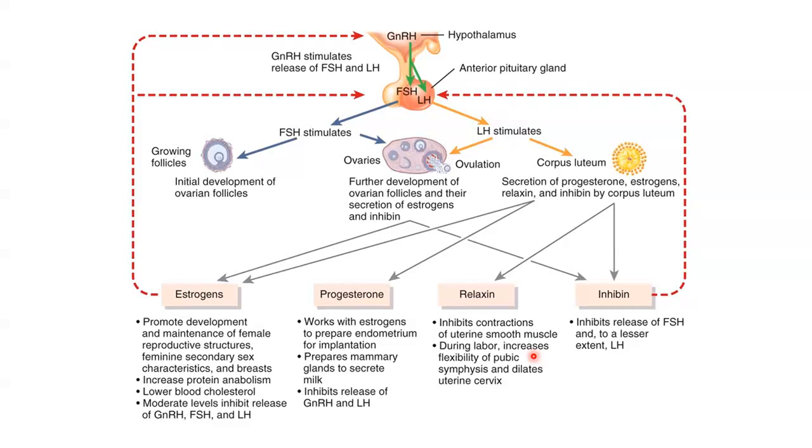During pregnancy, when we have a lot more relaxin being produced and secreted by the placenta, it will obviously help stop any contractions during the early stage of pregnancy. It will increase the flexibility of the pubic symphysis and is also believed to help dilate the uterine cervix. Inhibin is released by the granulosa cells of the growing follicles and by the corpus luteum after ovulation. It inhibits follicle stimulating hormone and to a lesser extent luteinizing hormone. So a similar function to what it has in the male.